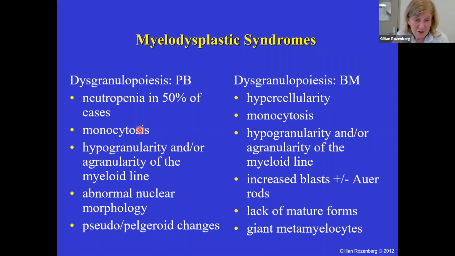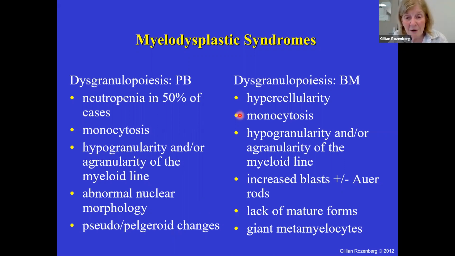So monocytosis, hypogranularity, and agranularity of the myeloid line. So a reduction in granules in the cytoplasm in the neutrophils, and some neutrophils will have no granules, so A, meaning without granularity. We'll see abnormal nuclear morphology and we'll see pseudo-Pelger-Huët changes, of which I have just shown you a couple of examples.